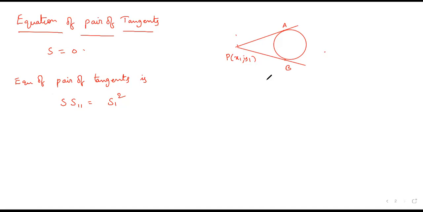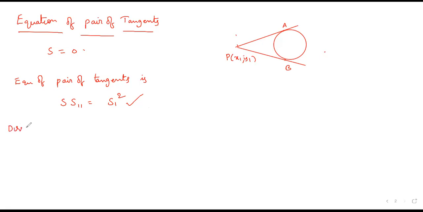Otherwise, we can use the slope m. Taking slope m and applying the condition, you will get the slopes and find the line equations too. Taking the product also, you can find the equation of the pair of tangents. Otherwise, the direct equation is S into S11 equals S1 square.